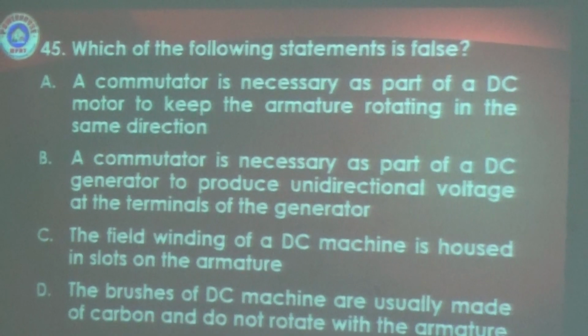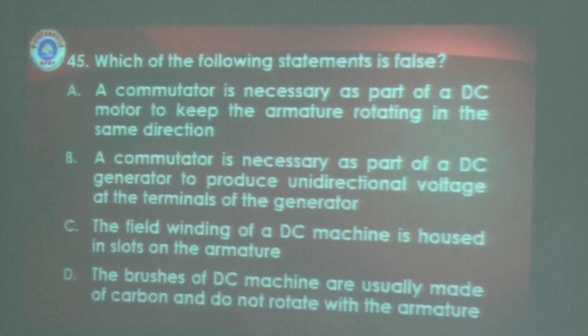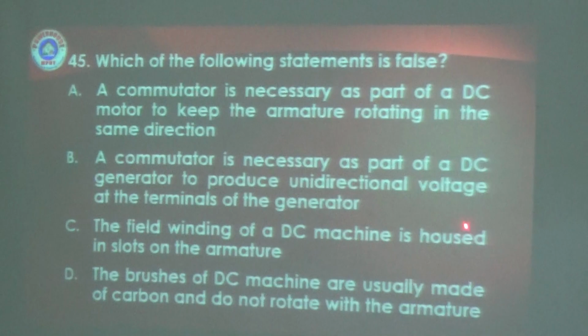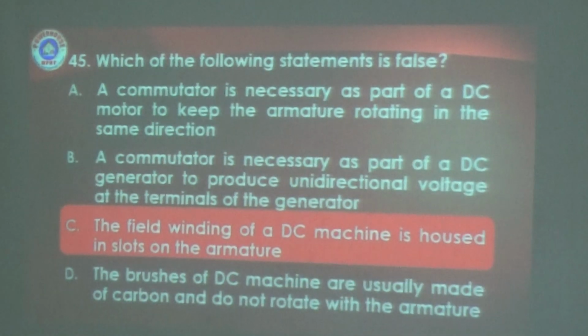45. Which of the following statements is false? Mahaba. A. A commutator is necessary as part of a DC motor to keep the armature rotating in the same direction. B. A commutator is necessary as part of a DC generator to produce unidirectional voltage at the terminals of the generator. B is true, no? C. The field winding of a DC machine is housed on the armature. D. The brushes of a DC machine are usually made of carbon and do not rotate with the armature. Yung D and B ay true. So, ano sagot nyo? A or C? C.